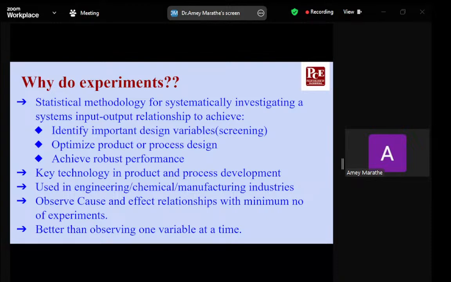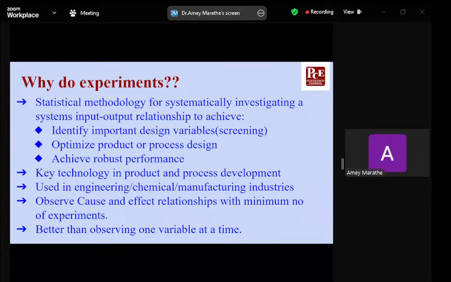It is used in various engineering industries like chemical, manufacturing, you name it, and we are using DOE in that. Typically, it is used to observe the cause and effect relationship with a minimum number of experiments. That is what is important. We don't want to follow the standard approach of performing experiments by changing one variable at a time, because typically we don't have a single variable. So it is definitely better than observing one variable at a time.